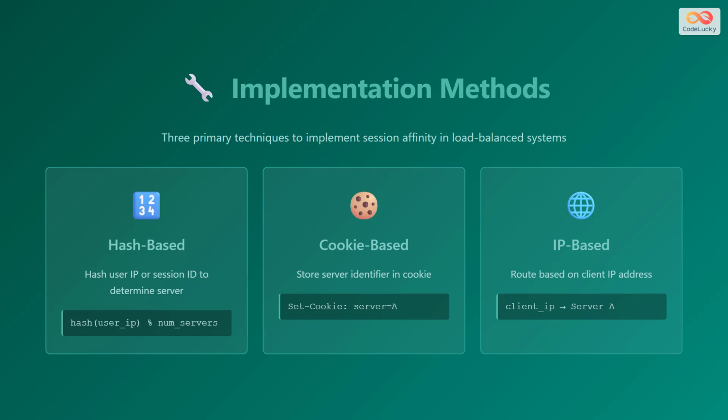There are three primary techniques to implement Session Affinity. First, hash-based routing uses a hash function on the user's IP or session ID to determine which server to route to. Second, cookie-based routing stores the server identifier in a cookie sent to the client. Third, IP-based routing identifies and routes based on the client's IP address. Each method has different use cases and limitations.